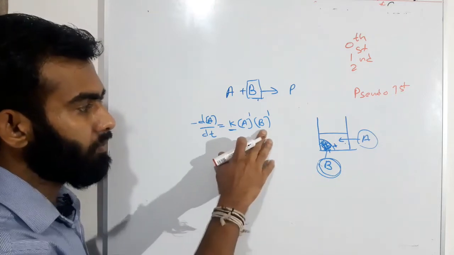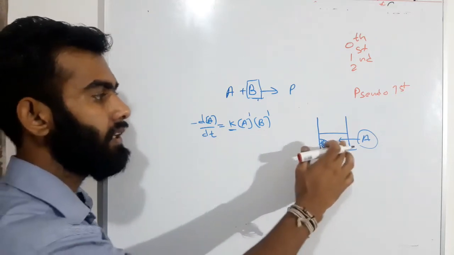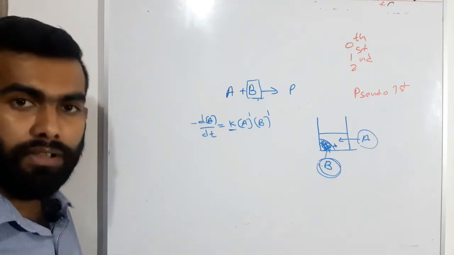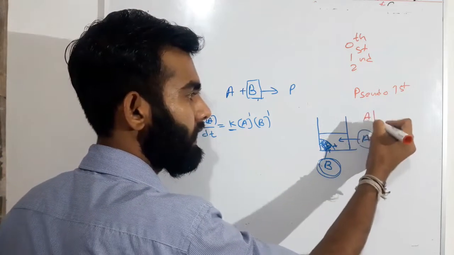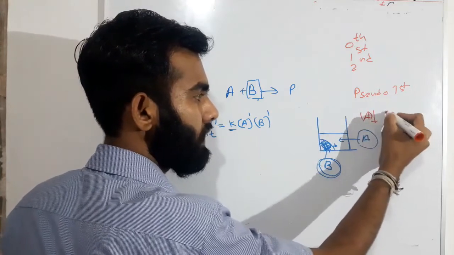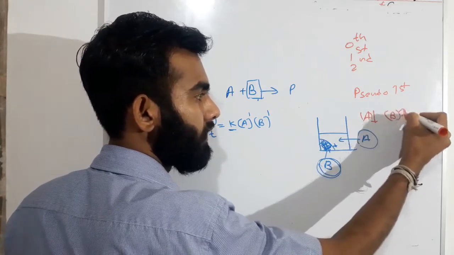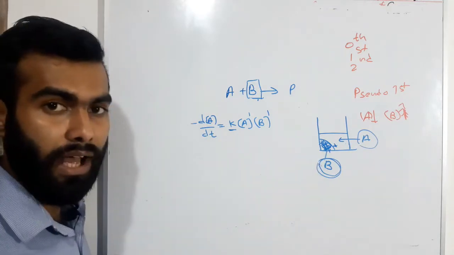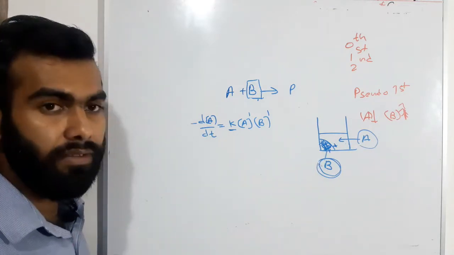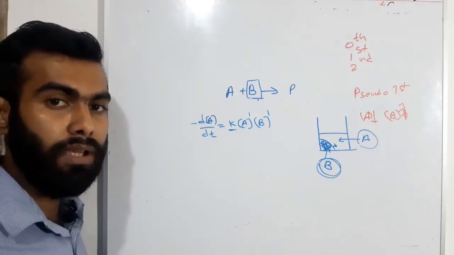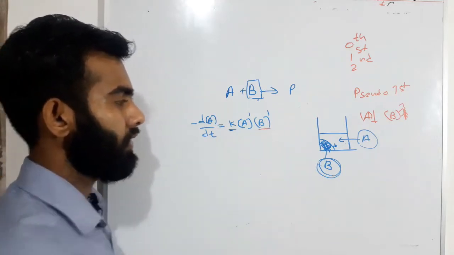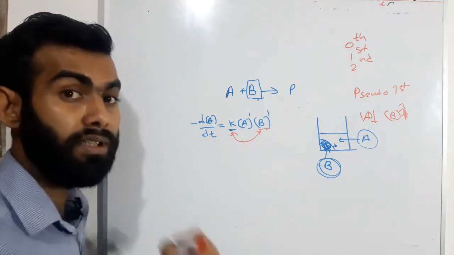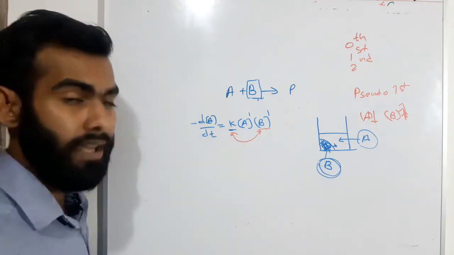With respect to this B, we know A in the solution, A is a solution, its concentration is low, while the concentration of B is very high. With respect to A, B's concentration is very high. Because of that, we assume that the concentration of B is a constant. This is also a constant, so there are two constants. We assume B is also a constant because its concentration is much higher than A.